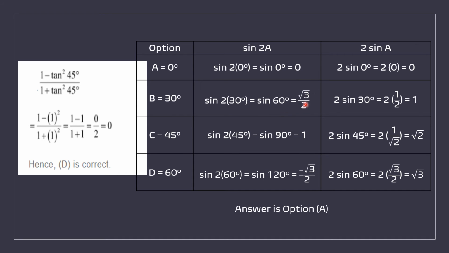Sin 60 is, from the table, root 3 by 2. 2 sin 30 degrees, okay, this is 2 sin 30 degrees. 2 into 1 by 2, that is 1. Both are not equal. Option B is not correct.